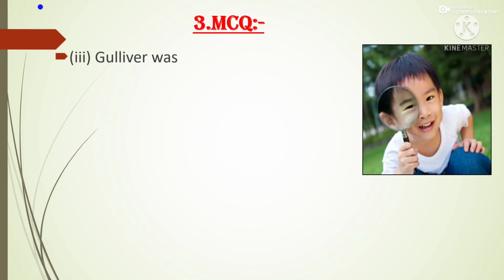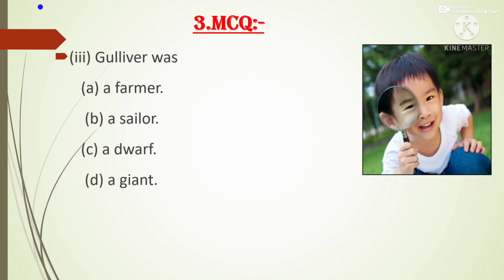MCQ. Next question. Gulliver was a farmer, sailor, dwarf, giant. So Gulliver was a sailor. Yes, Gulliver was a sailor.